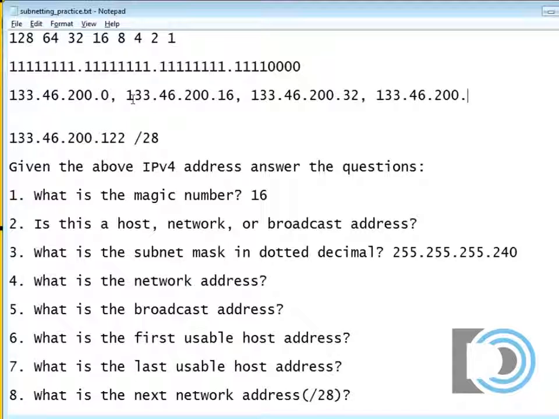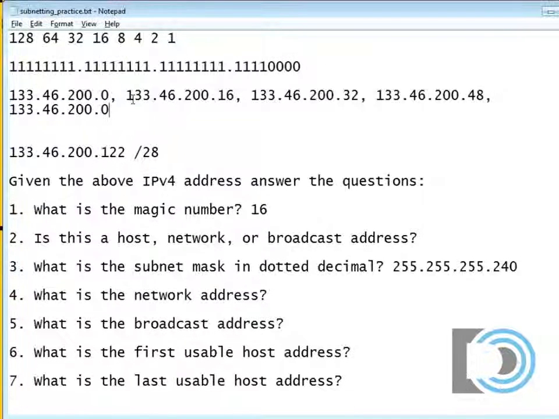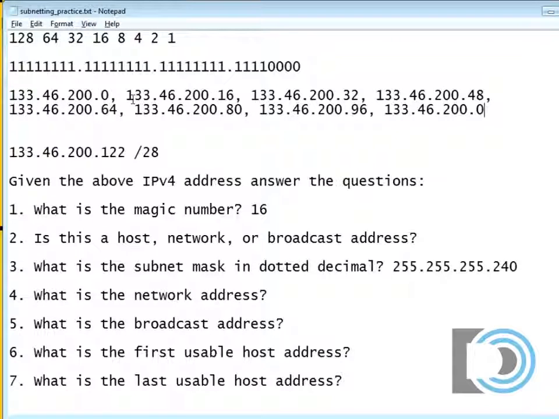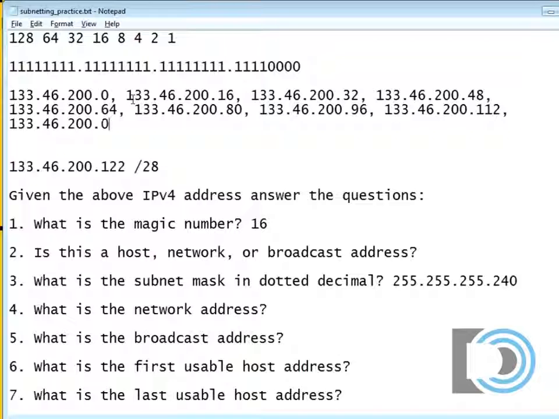And the next network is 48. And the next network is 64. And the next network is 80. And the next network is, if I can count by 16, I've got this down, 96. And the next network is 112. And the next network is 112 plus 16, which is 128. Okay?